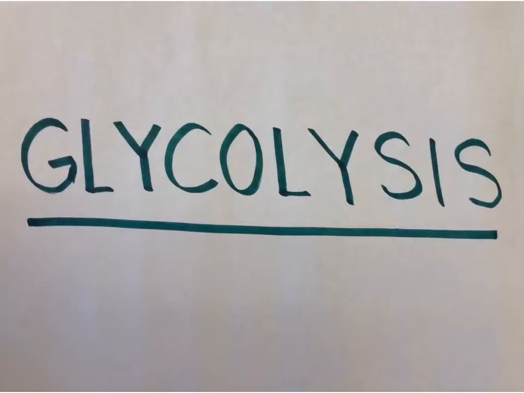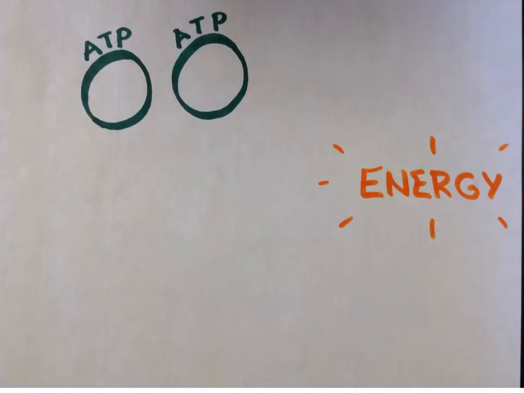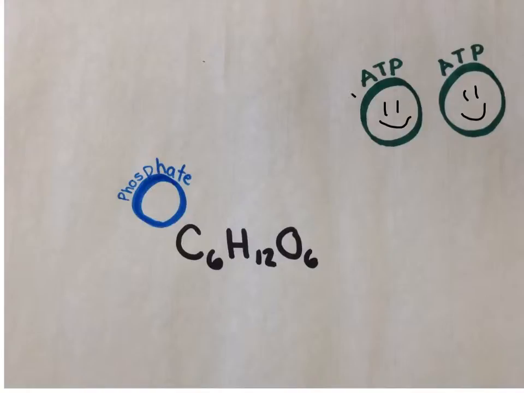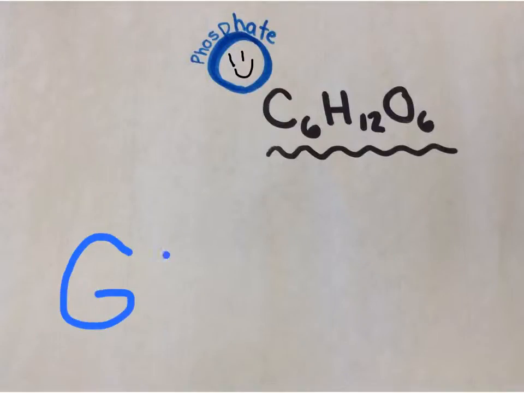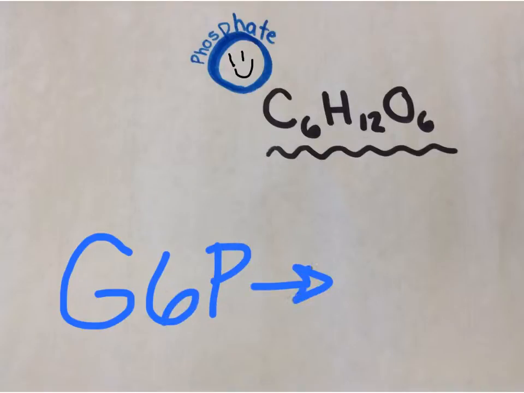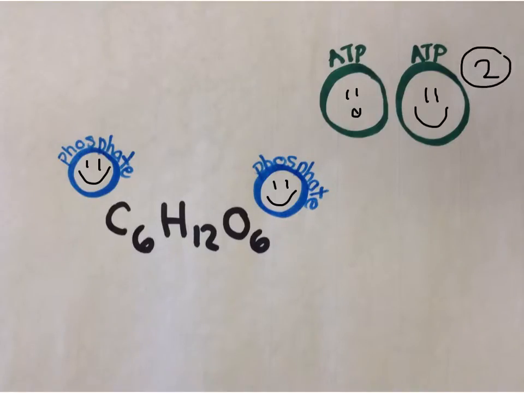Glycolysis harnesses energy by breaking one glucose into 2 pyruvate molecules in the cytoplasm by the following steps. 2 ATP molecules are sacrificed to provide the energy required. The first ATP helps a phosphate join to the end of the glucose, creating glucose 6-phosphate. G6P rearranges to make fructose 6-phosphate, F6P. The second ATP helps a phosphate join to the other end of F6P, creating fructose 1,6-bisphosphate.